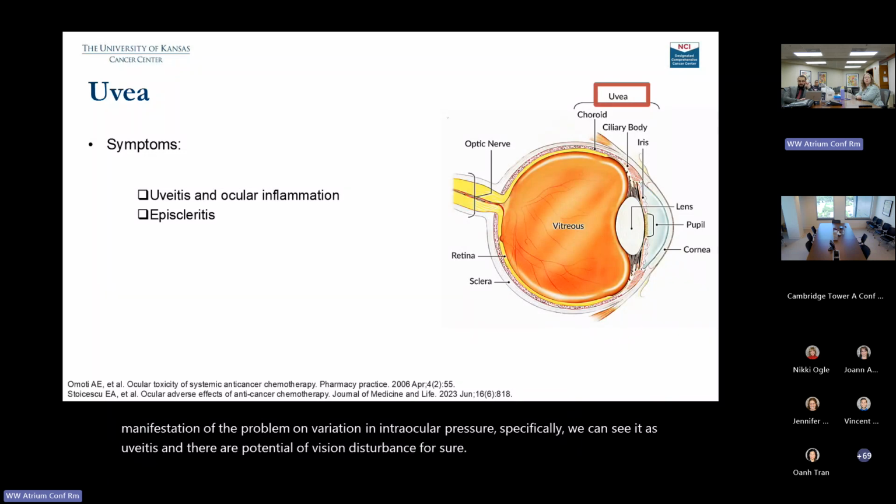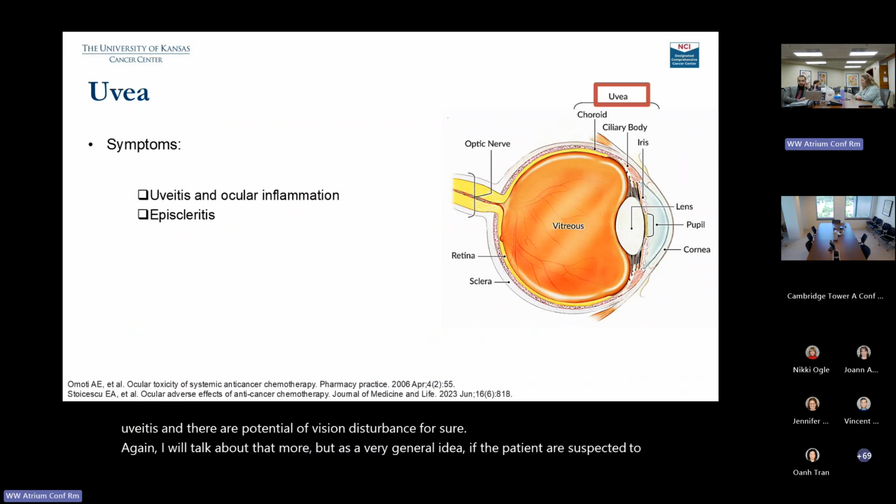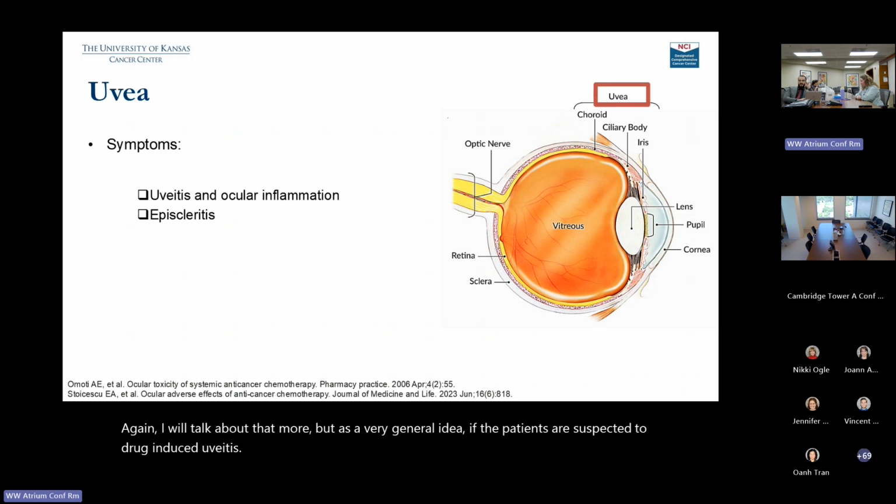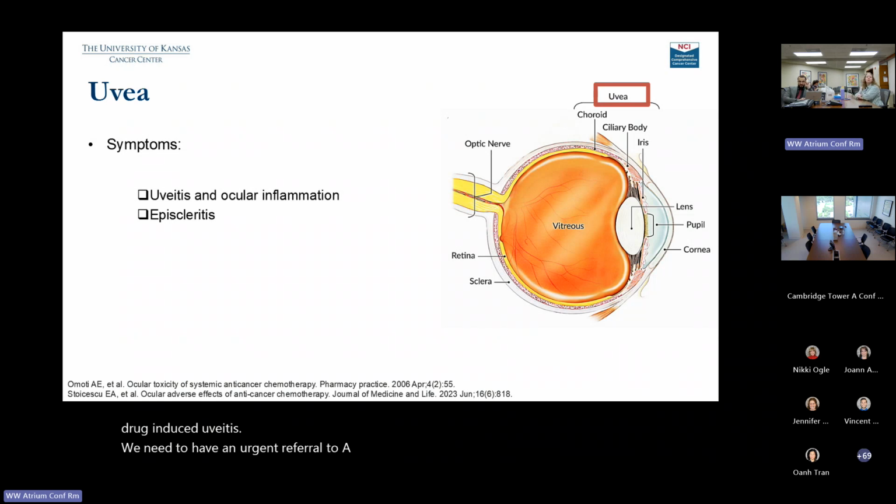Again, I will talk about that more, but as a very general idea, if a patient is suspected of drug-induced uveitis, we need an urgent referral to a specialist for some examinations.